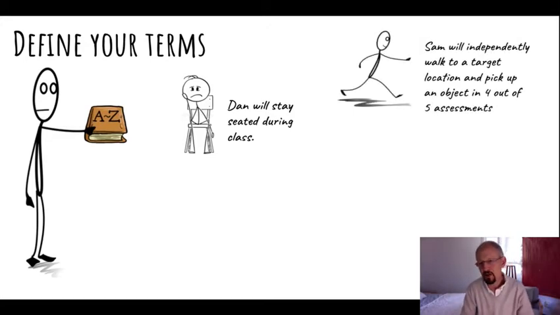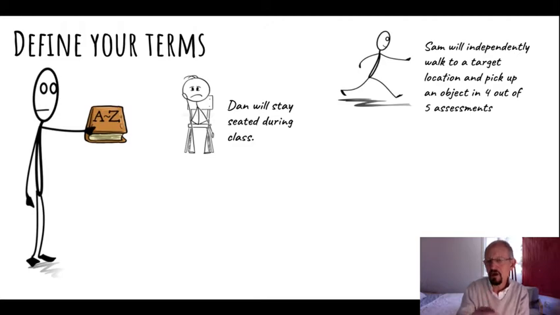A second example here is for a motor type of IEP objective or goal. So maybe a child with a certain kind of physical disability. Sam will independently walk to a target location and pick up an object in 4 out of 5 assessments. Now here we've got some places where we could imagine some variability. First of all, independent, right? So clearly here, no support, physical, verbal, gestural, and so forth. And Sam is going from one spot to another spot, and is going to pick up an object.